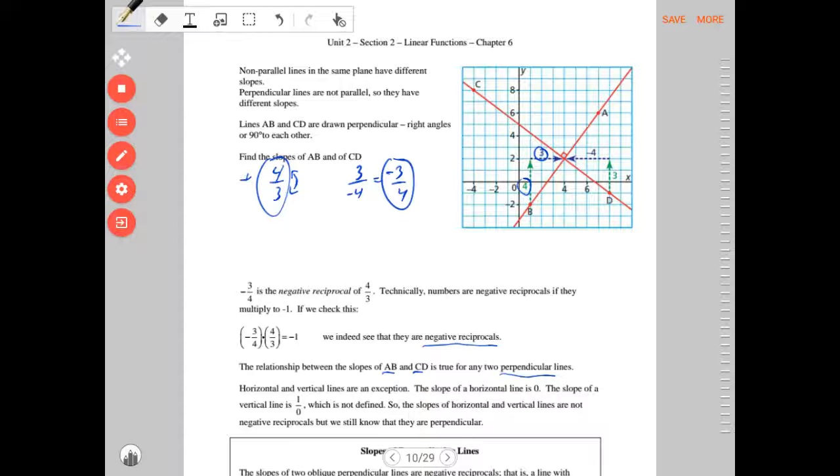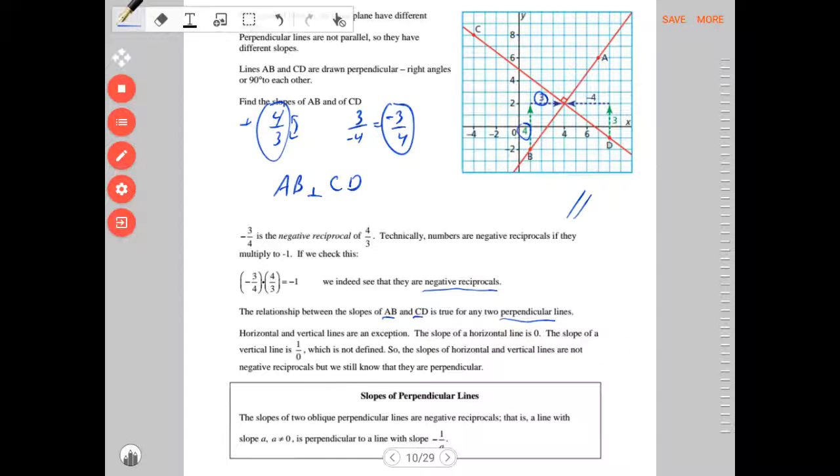We use the term perpendicular to mean intersect at 90 degrees, and the symbol for that is an upside down T. So we would say AB is perpendicular to CD. That upside down T means perpendicular. The two slashes means parallel. Awesome. Now there is one exception.